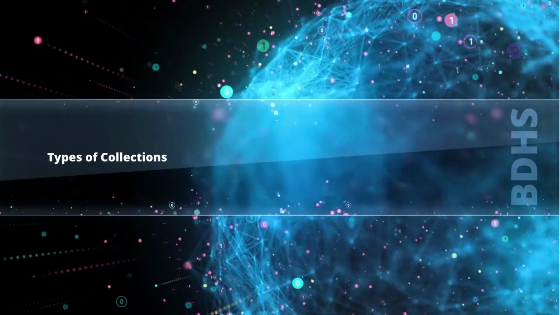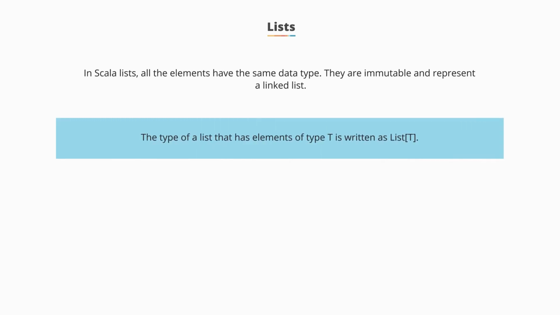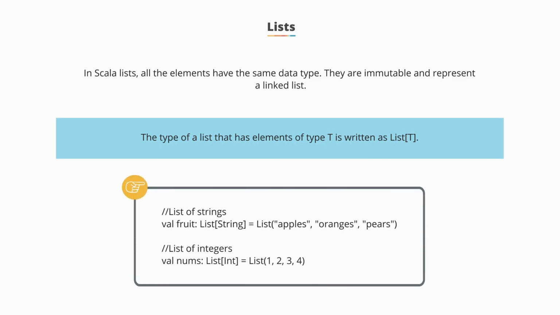Types of collections. Scala lists are quite similar to arrays, which means all the elements of a list have the same type, but there are two important differences. First, lists are immutable, which means elements of a list cannot be changed by assignment. Second, lists represent a linked list, whereas arrays are flat. The type of a list that has elements of type T is written as List[T]. The example shows a list of strings and a list of integers.